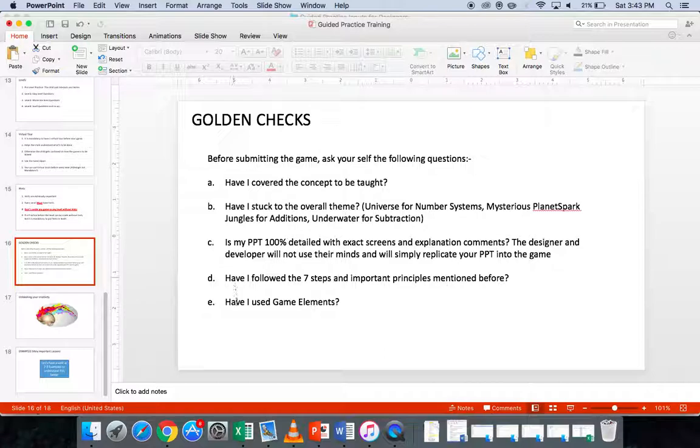So make sure you ask yourself these 5 questions before you make a submission of your PowerPoint presentation. Apart from these five, there is one more final question that you need to ask yourself, and that I will discuss in the next lesson.